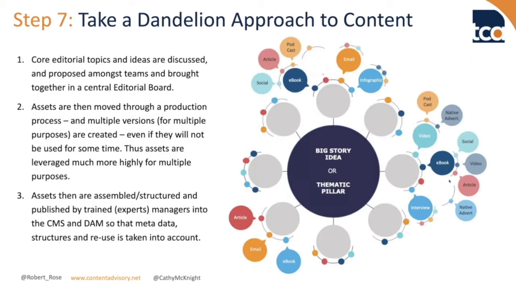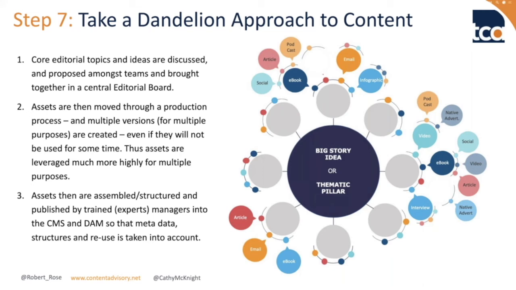Now, once you've done all that, and I'm not underestimating the amount of time and work that takes, you can now develop a more proactive and strategic approach to all your content, which is our step 7, which is taking a Dandelion approach to content. Now, this isn't as easy as the name might imply, and it takes some work to get going, but once it's established, content really will bloom and flourish, just like the dandelion flower in the field.